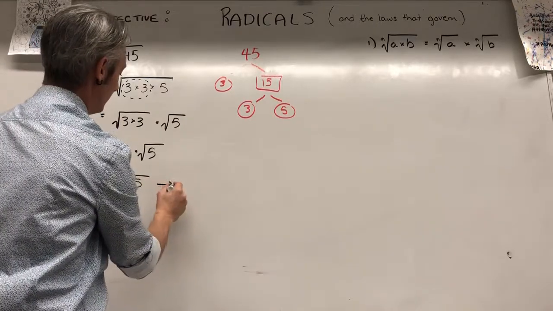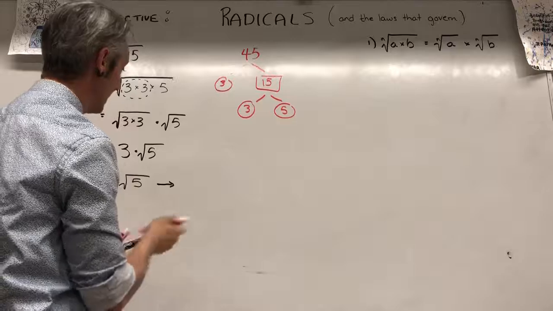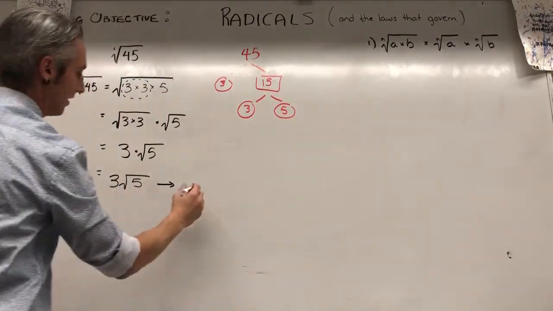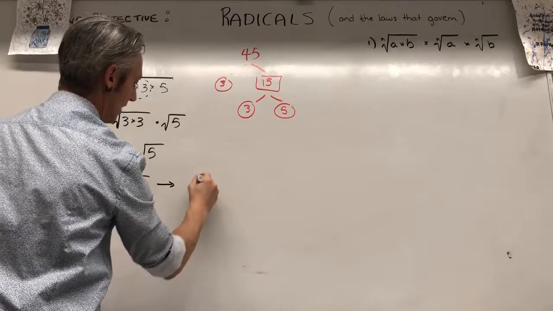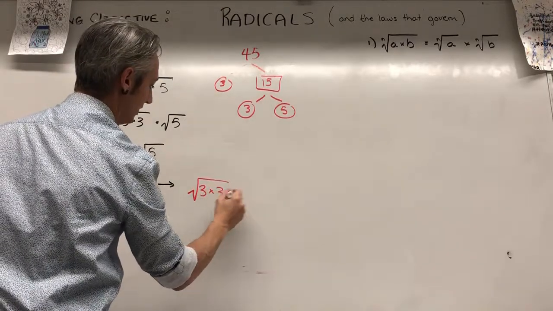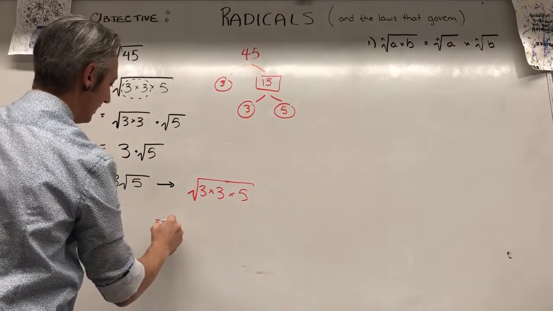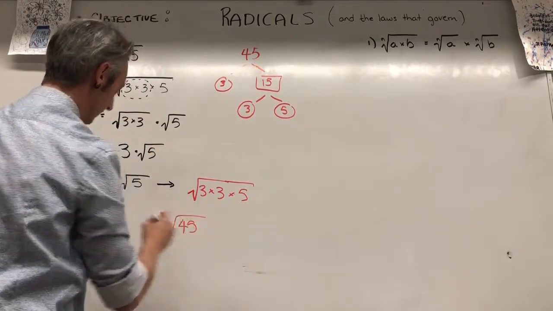And this can, again, go back into an entire radical by pulling the 3 back into there. And I do that because it's a square root. I do 3 times 3 times 5. And I get, again, root 45.